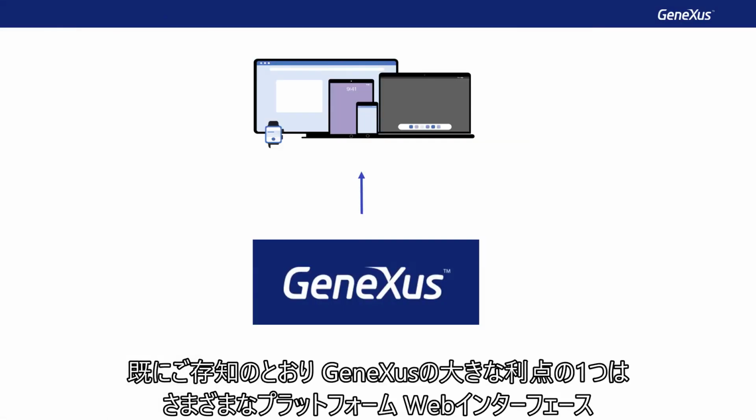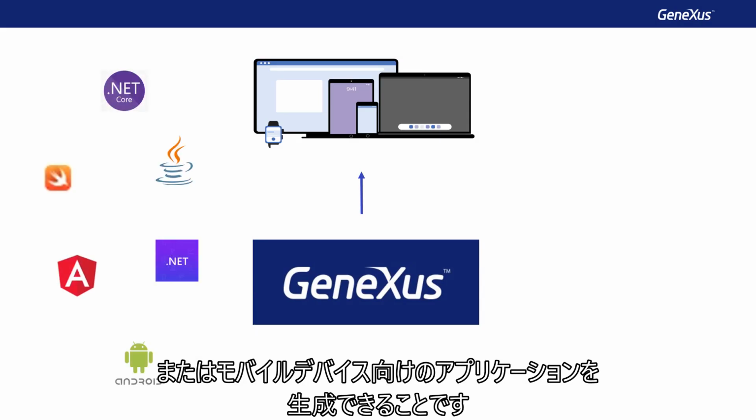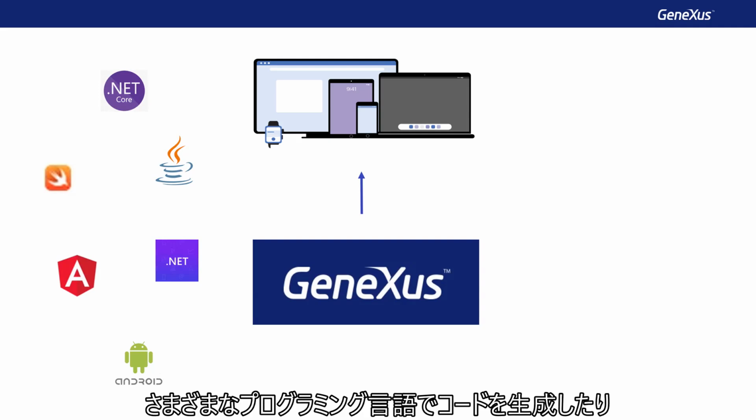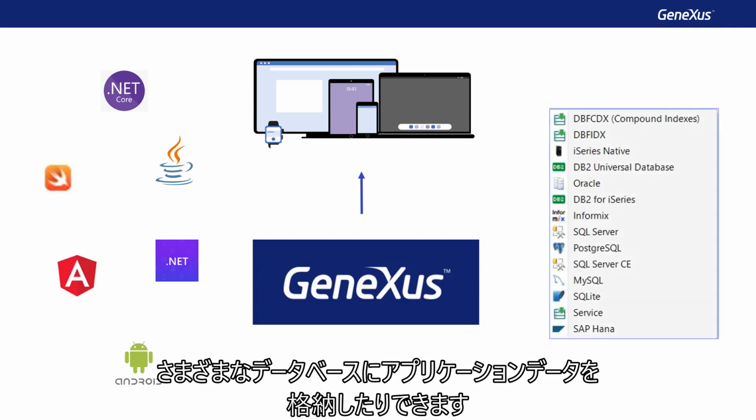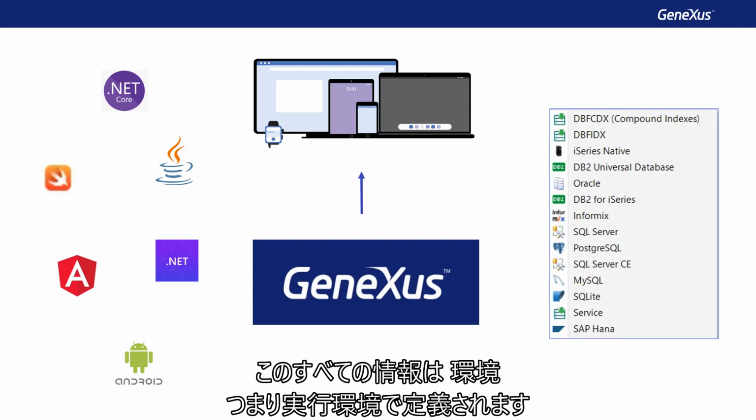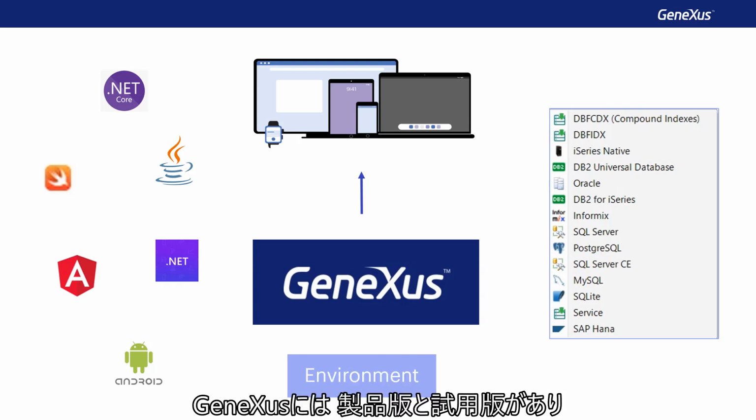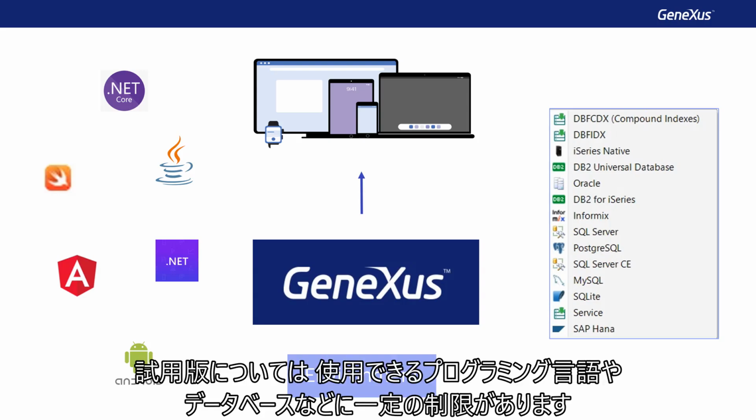As we already know, one of the great benefits of GeneXus is that it allows you to generate applications for different platforms, with a web interface or for mobile devices, generating code in different programming languages, or storing the application data in different databases. All this information is defined in an environment, an execution environment. Remember that GeneXus has a full version and a trial version with certain limitations, among which are the programming languages and databases available.